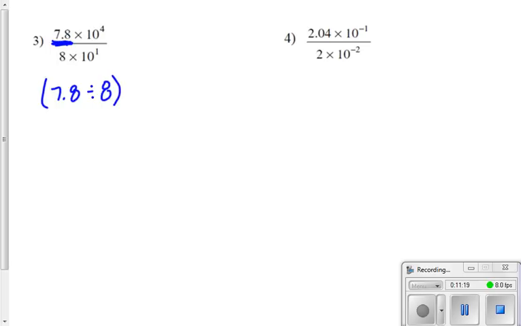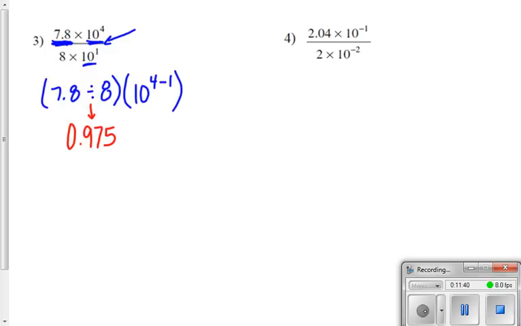Take my powers, or my exponents, powers of 10, 10 to the 4th and 10 to the 1st. This is dividing, same base, subtract your exponents. Numerator subtract denominator, so 4 take away the 1. Work down the paper here. 7.8 divided by 8 gives you 0.975 times 10 to the 3rd power after I subtract my exponents.